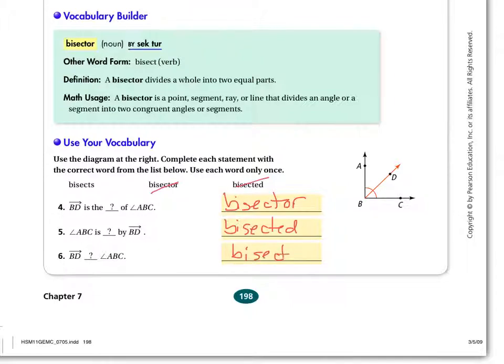That was exciting, right? All right, so look at the next page.